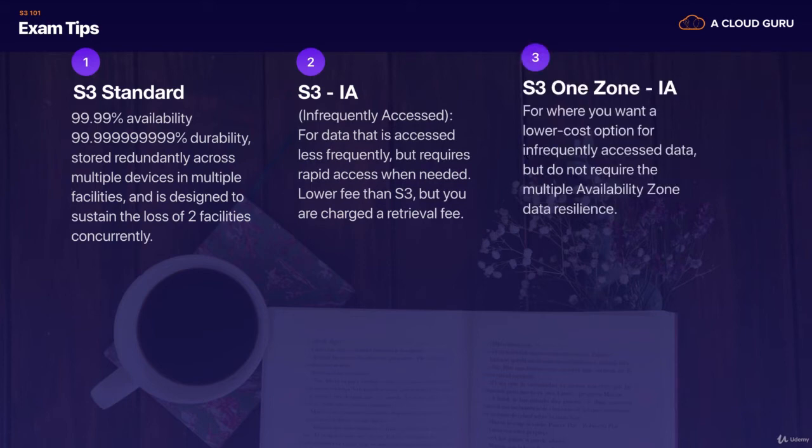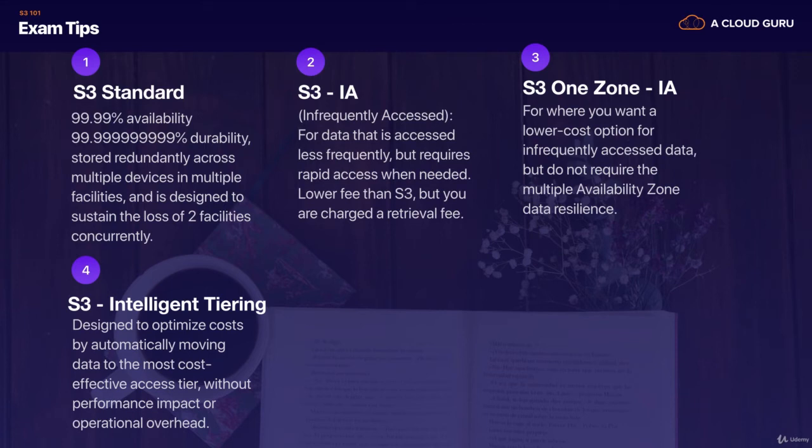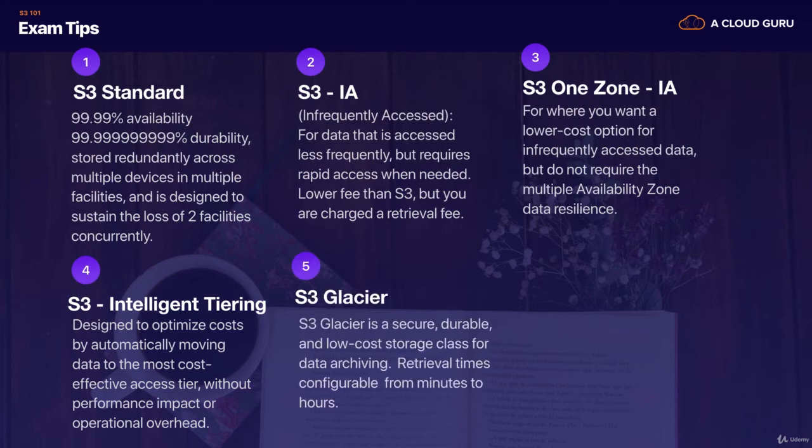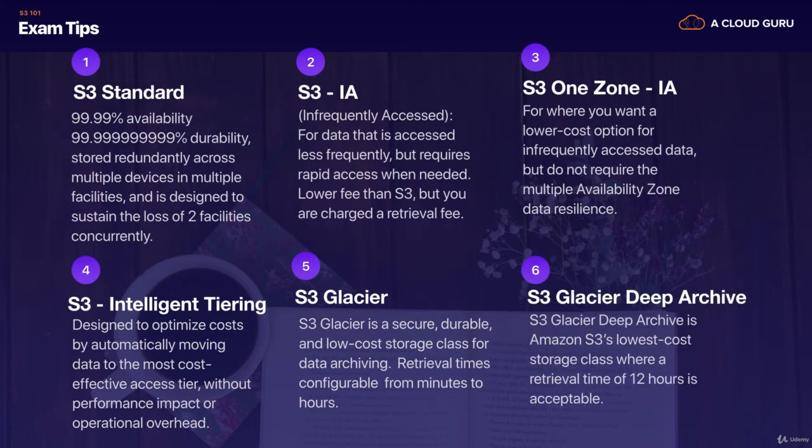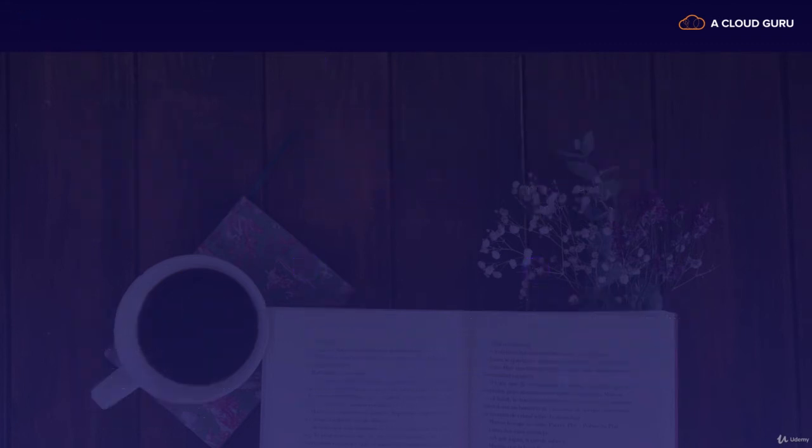We then have S3 One Zone Infrequently Accessed. This is what's only going to be in one availability zone, so you have to plan for that. But it is a much lower cost. S3 Intelligent Tiering uses machine learning to move your objects around depending on how often you use them. S3 Glacier is for data archival, and you can configure your retrieval time from minutes to hours. And then we have S3 Glacier Deep Archive, and this is basically Amazon's lowest cost storage class, but you will have a retrieval time of 12 hours.